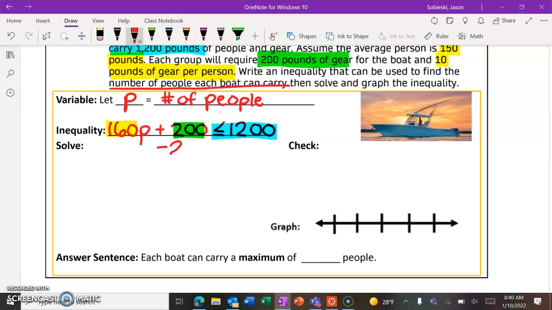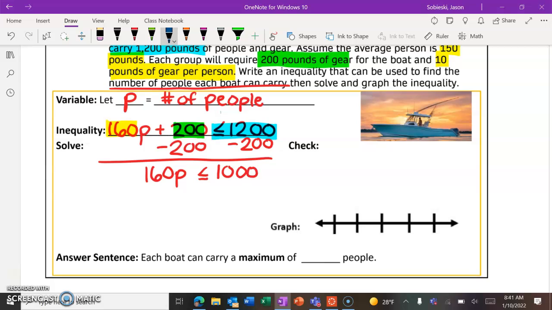So let's just go forward and solve it. We're going to say let's subtract away our 200 from both sides. That's going to leave us with 160p is less than or equal to 1,000. That's step one. Step two is to say let's just divide by 160 on both sides. That's going to tell us that P, or the number of people, has to be less than or equal to 6.25.